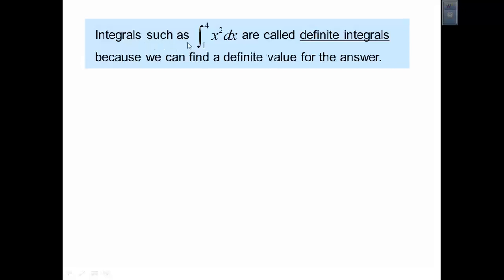Now, integrals such as the integral from 1 to 4 of x squared dx are called definite integrals because we can find a definite value for the answer. If you remember, in the last chapter we were estimating these values by finding the area under the curve, or by approximating the area under the curve with rectangles and trapezoids and other ways.